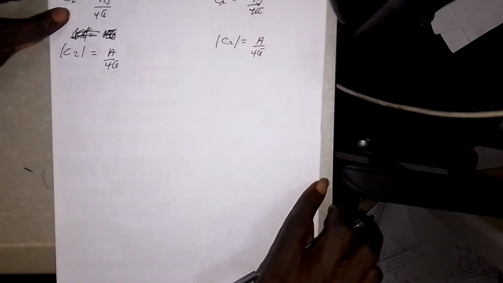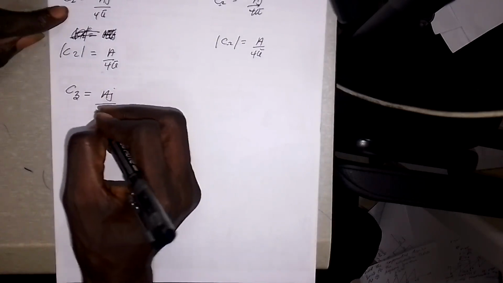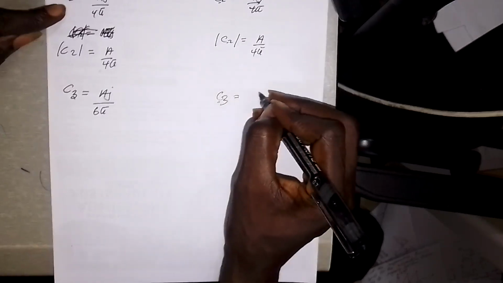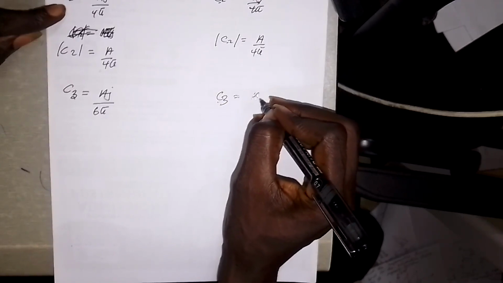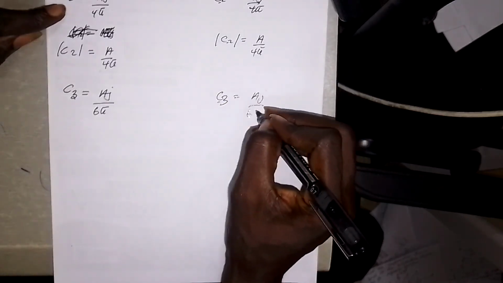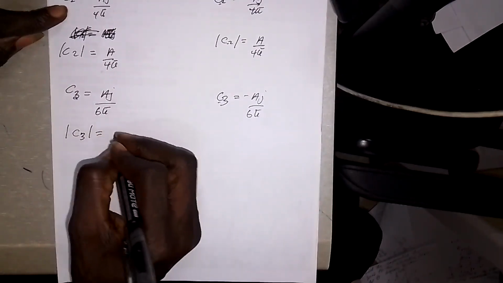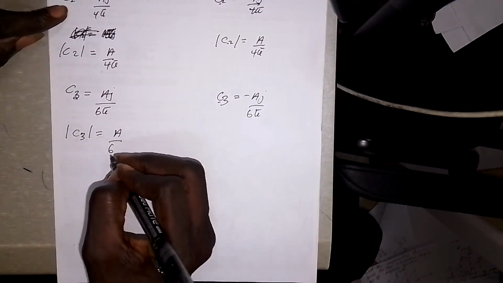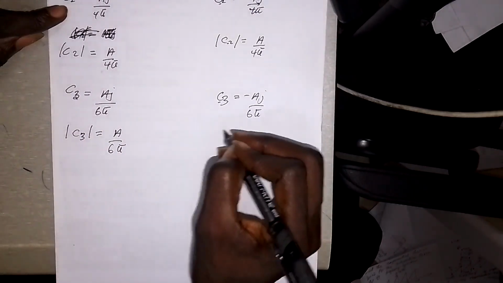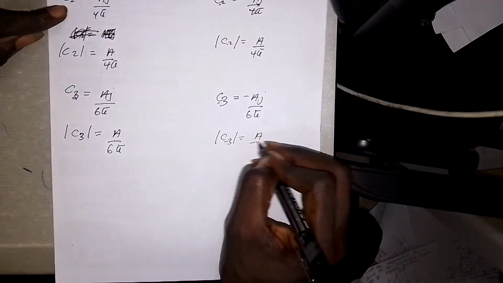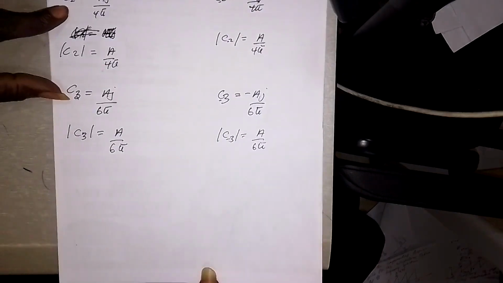Now if we go on to C3, C3 is going to be Aj over 6 pi. And then C3 minus is going to be Aj over 6 pi, but there will be a minus here. And mod C3 is going to be A over 6 pi, and then mod C3 minus is going to be A over 6 pi. Okay, so that's how we do it.